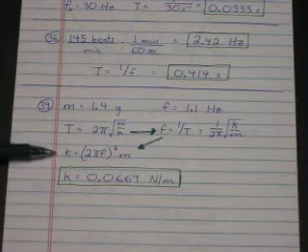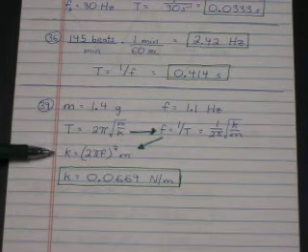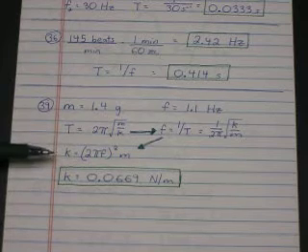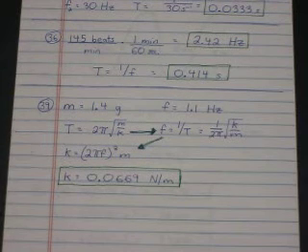There are other ways to go about getting k. As I said, that's just one of them. So we get k is 0.0669 newtons per meter.